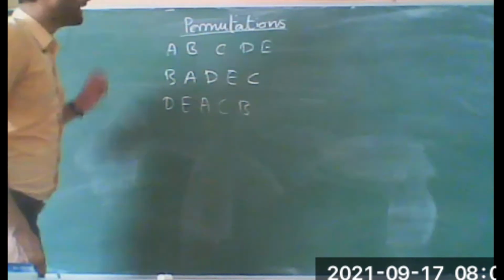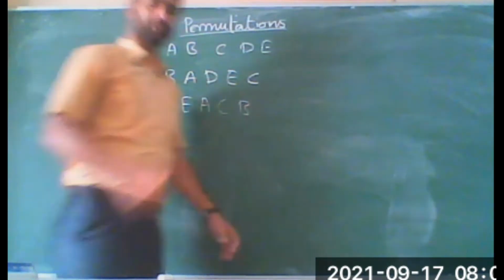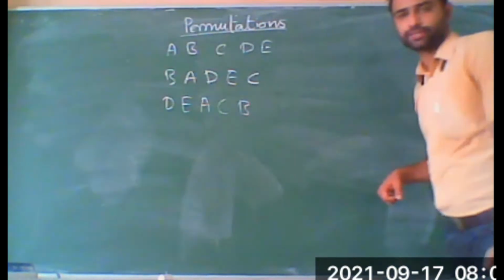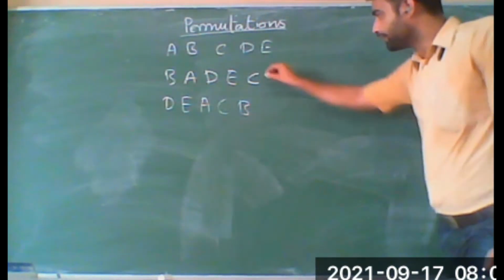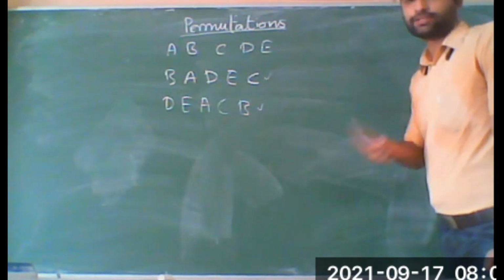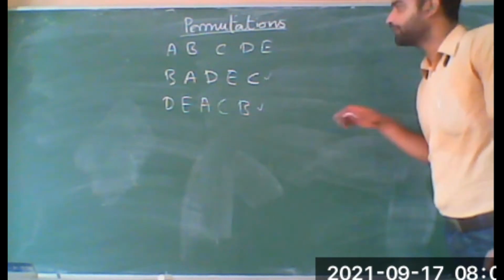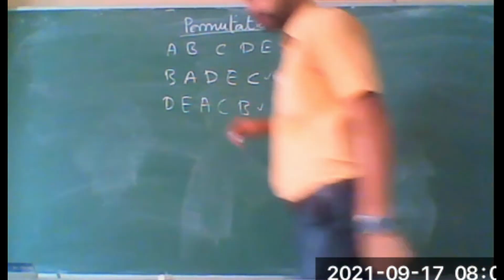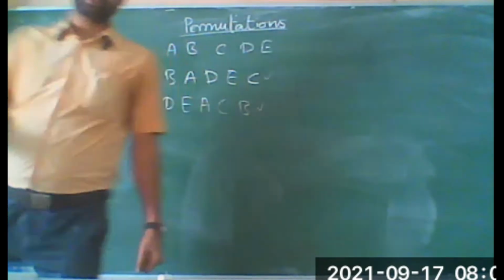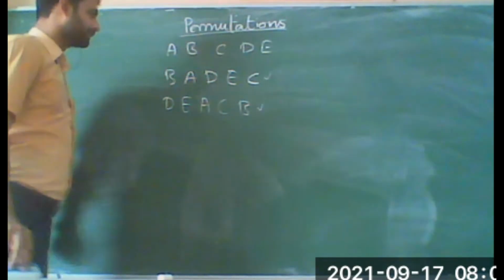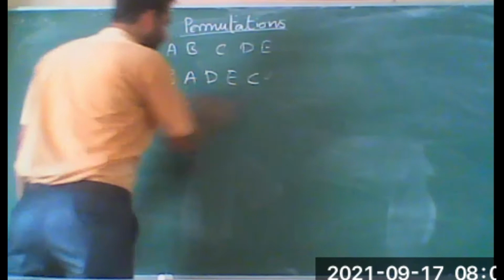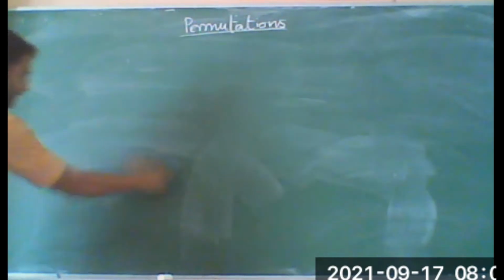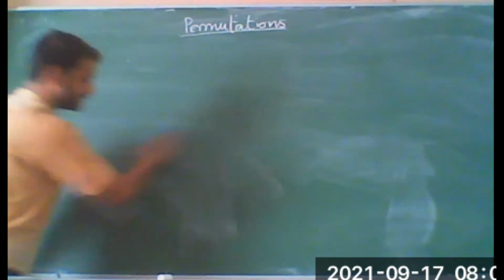Now the question is, how many permutations can be done with these objects? In how many different ways can we rearrange the objects? These two we can see here, but what is the possible number of arrangements? This is called the number of permutations. So let us see that. But before that, to count the number of permutations, we need a different way to count things.